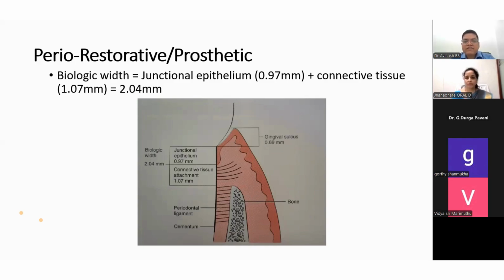So what is this biological width? It is the collective length or width of junctional epithelium and connective tissue, which is nothing but your attachment apparatus. Otherwise, you can say it is the distance from the crest of the alveolar bone to the base of the sulcus. So this is biological width. On an average, this biological width is about 2 millimeter. So how to make sure that you are not encroaching this biological width?